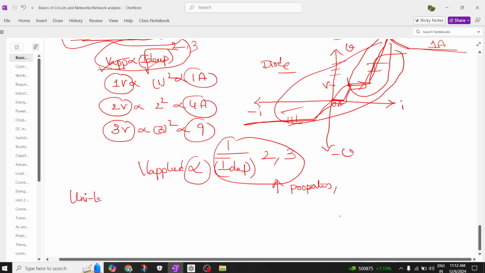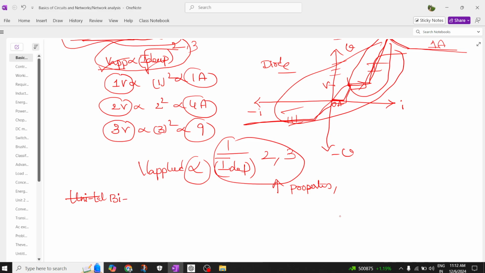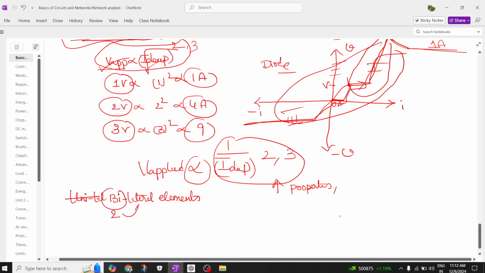Unilateral. Let's try to discuss bilateral first, then you can understand better. Okay, unilateral elements and bilateral elements. So what are bilateral? Bi means two, lateral means they allow. So these elements allow the current in two directions.